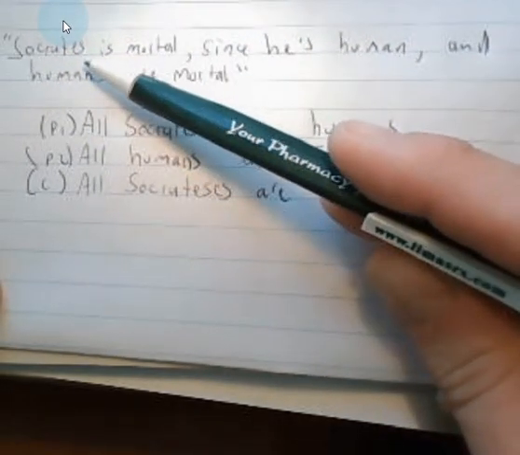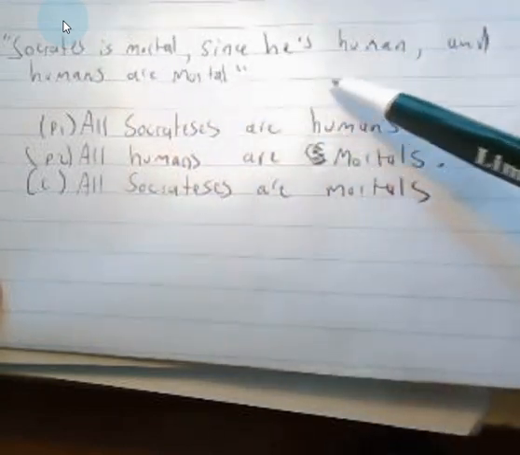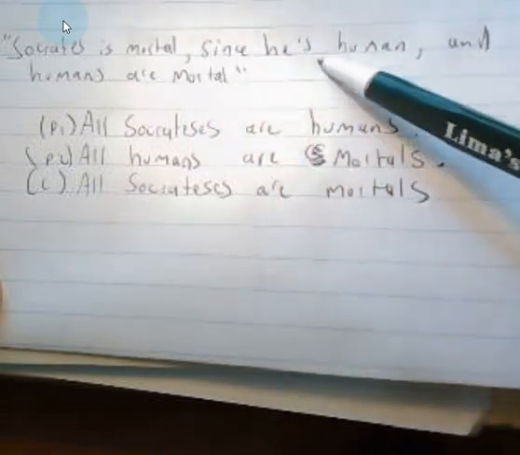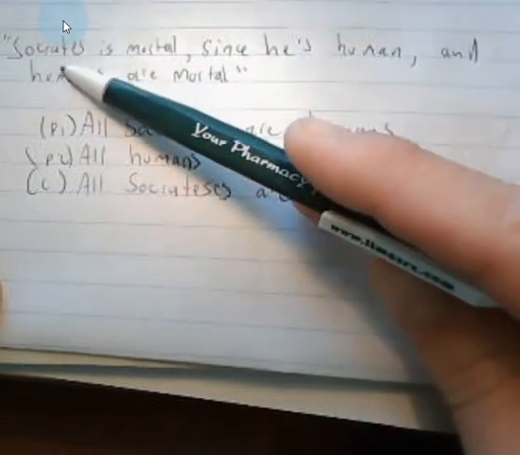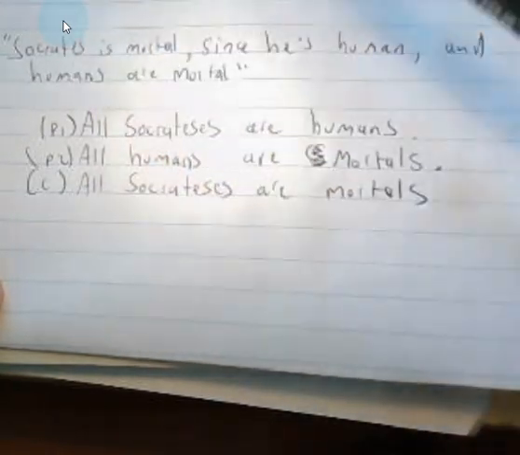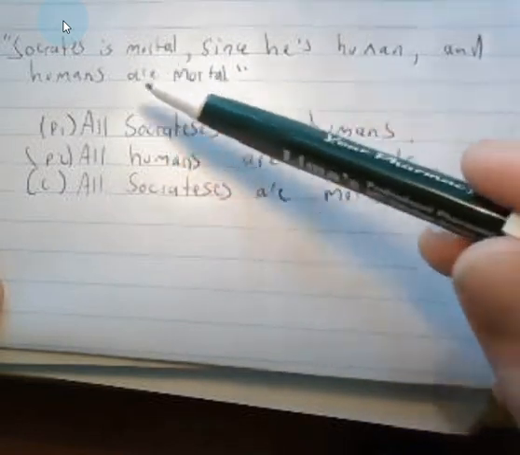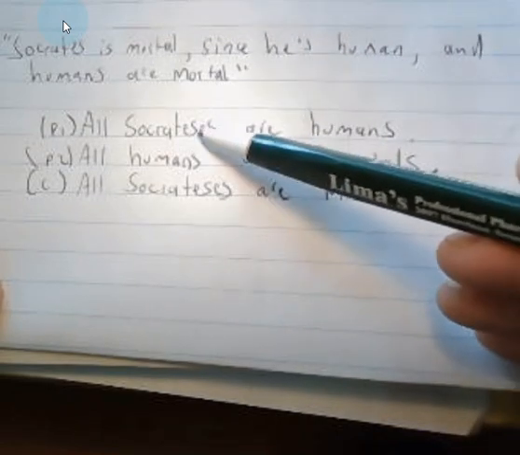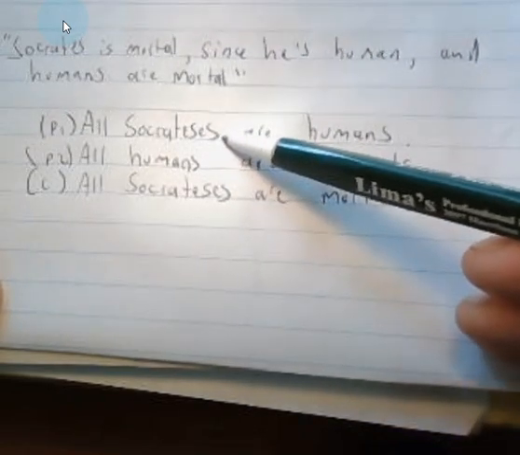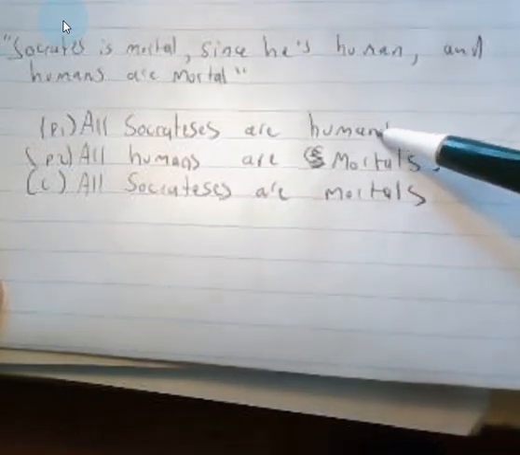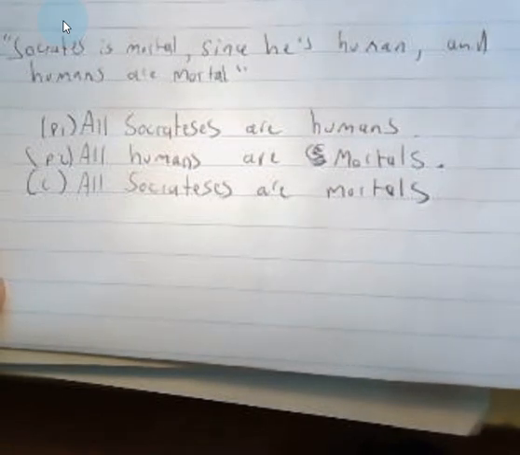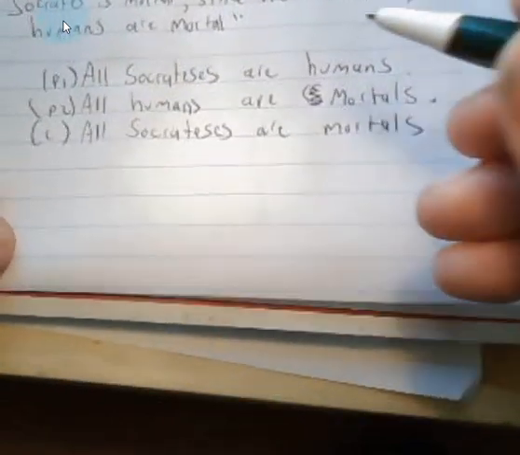Initially it was like this. Socrates is mortal since he's human, and humans are mortal. So you notice there's an adjective here and an adjective here, and there's a name right here, but it needs to all be categorical statements. So they need to be plural nouns. So I turned Socrates into a plural noun, human into a plural noun, mortal into a plural noun. See that? So now we're dealing with 3 categories of things.